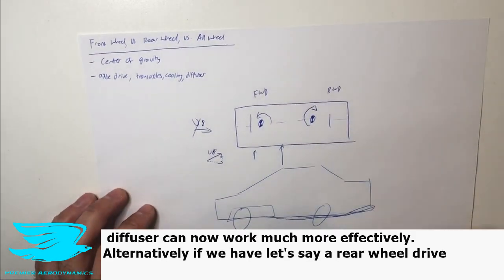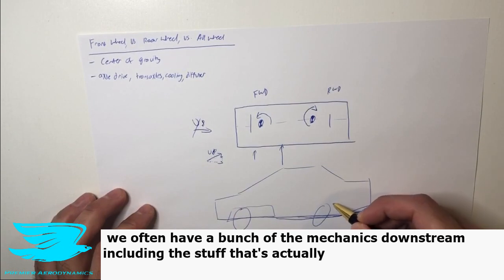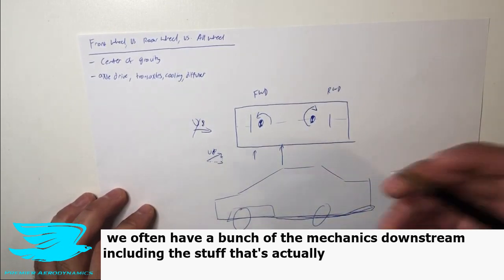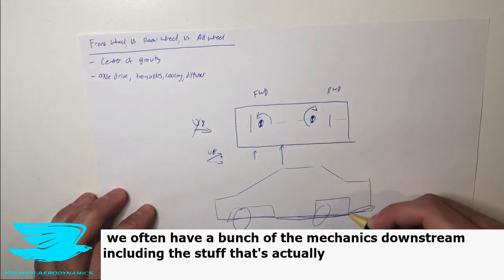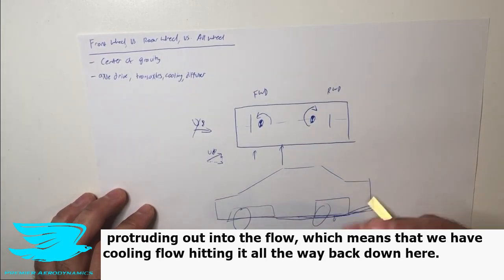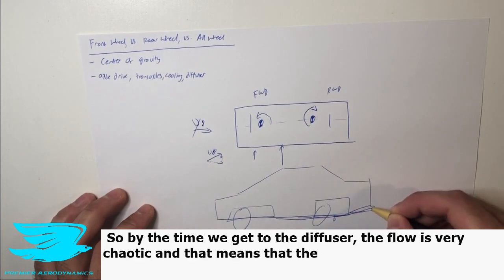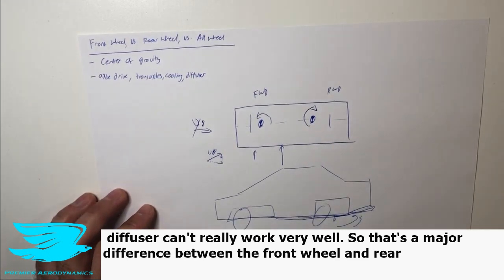Alternatively, if we have, let's say, a rear wheel drive, we often have a bunch of the mechanics downstream, including the stuff that's actually protruding into the flow, which means that we have cooling flow hitting it all the way back down here. So by the time we get to the diffuser, the flow is very chaotic, and that means the diffuser can't really work very well.